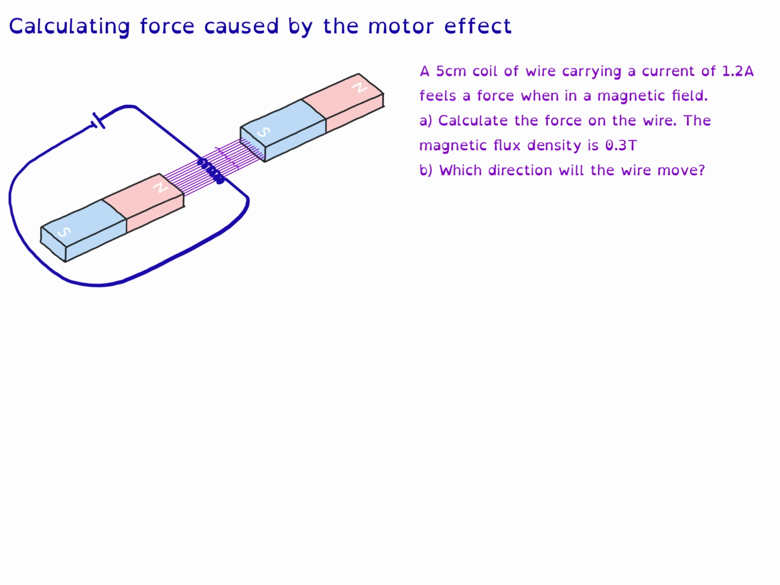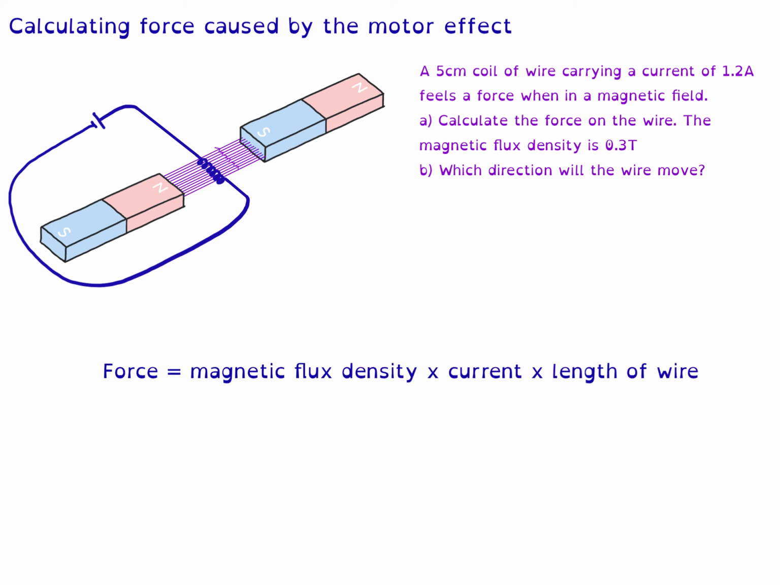A 5 centimetre coil of wire carrying a current of 1.2 amps feels a force when it's in a magnetic field. Calculate the force on the wire. The magnetic flux density is 0.3 teslas. Which direction will the wire move? First of all, we need our equation. Our equation is force equals the magnetic flux density times the current times the length of the wire, or F equals BIL.